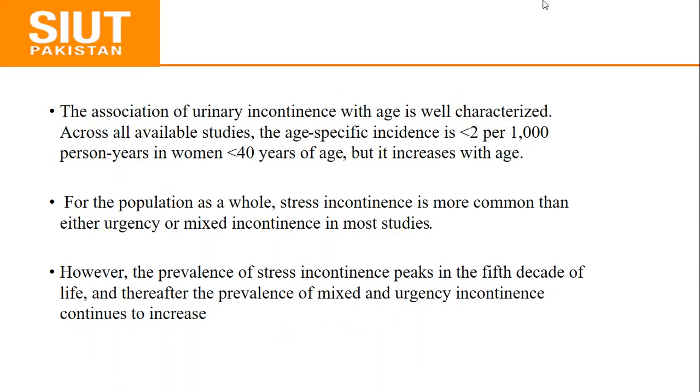The association of urinary incontinence with age is well characterized. Across all available studies, age-specific incidence is less than 2% per thousand persons per year under 40 years of age, but increases with age. For the population as a whole, stress incontinence is more common than either urge or mixed incontinence in most cases. However, the prevalence of stress incontinence peaks at the 5th decade, while thereafter the prevalence of mixed and urge incontinence continues to increase.